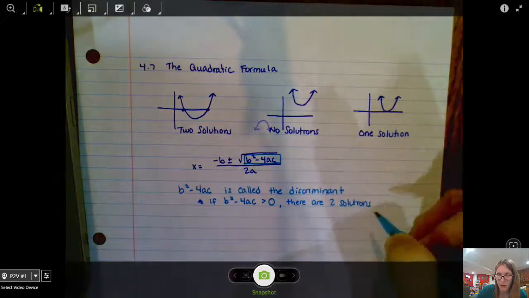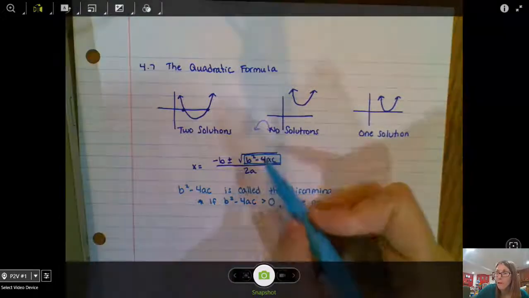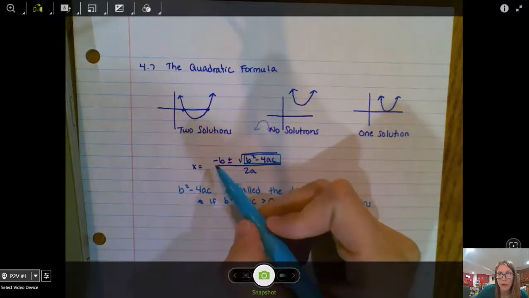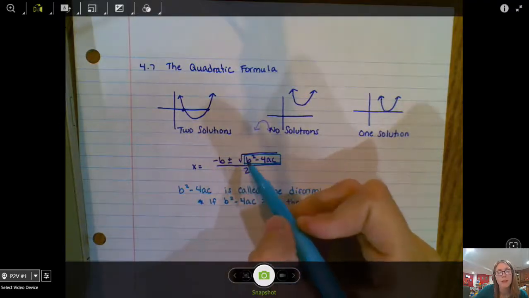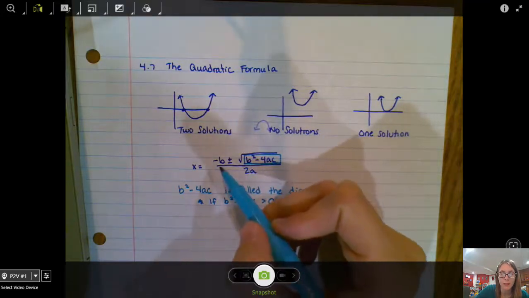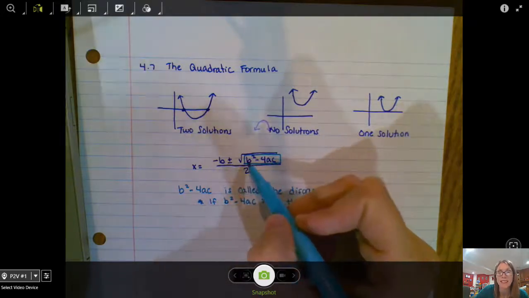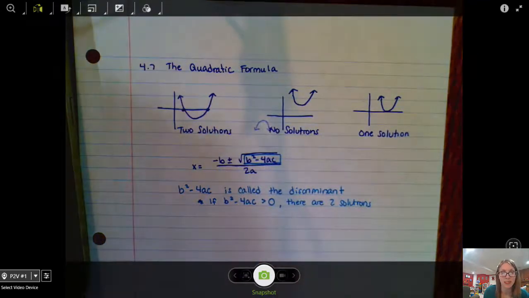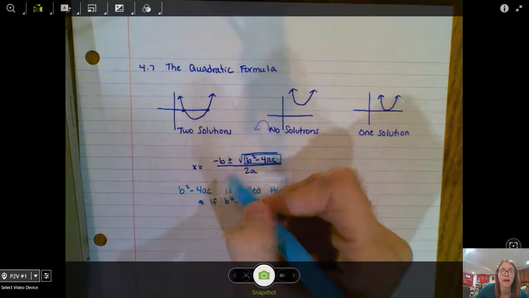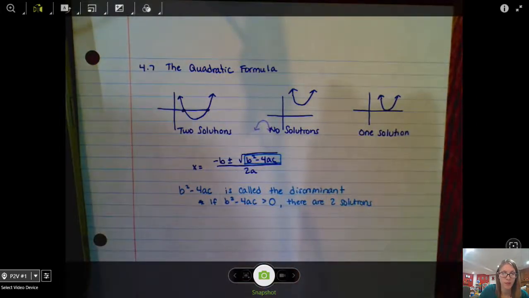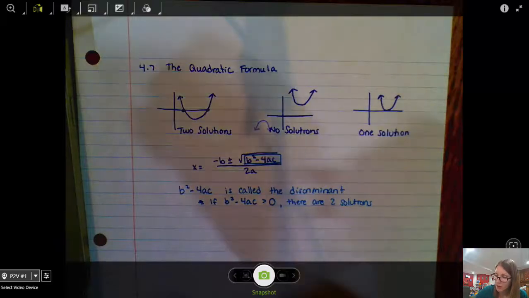The reason for that, let's say I ended up with 4 underneath our square root here. Whatever negative b is plus the square root of 4 divided by 2a, and whatever negative b is minus the square root of 4 all over 2a, both would be solutions. So I'd have plus the square root and minus the square root, and that would give us our two solutions.